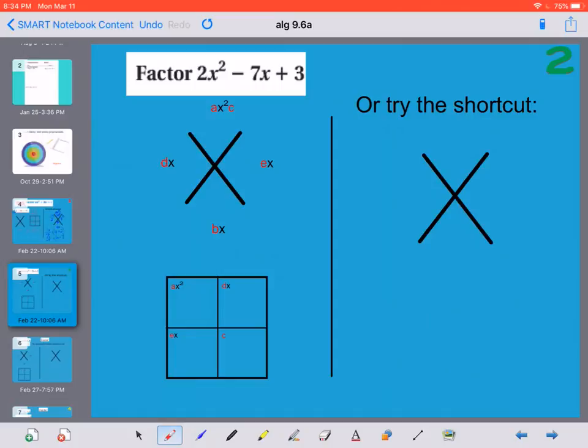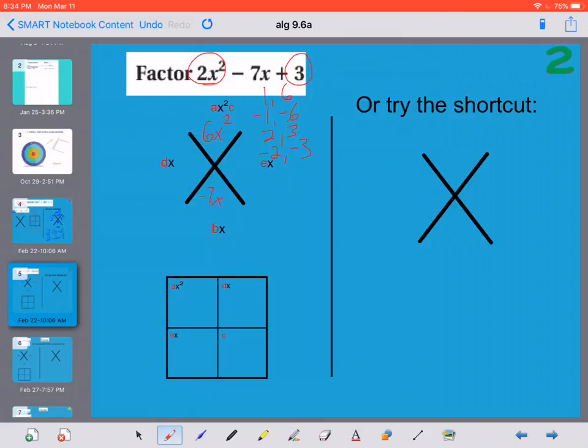So this is where this one gets a little bit trickier. So now we have 2x squared times 3, which is going to give us 6x squared. We still got the bx, so negative 7x. Now we need to figure out what goes into 6. Well, I know that 1 and 6 go. I know that negative 1 and negative 6 go. 2 and 3. And negative 2 and negative 3.